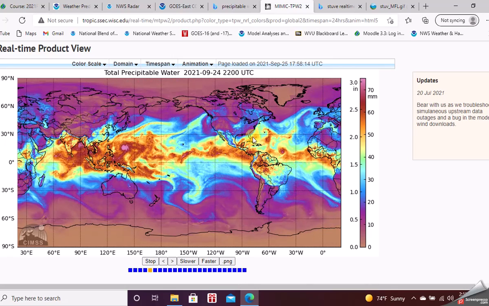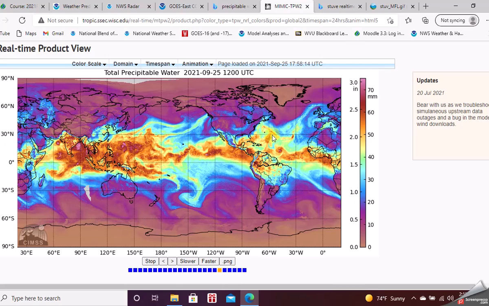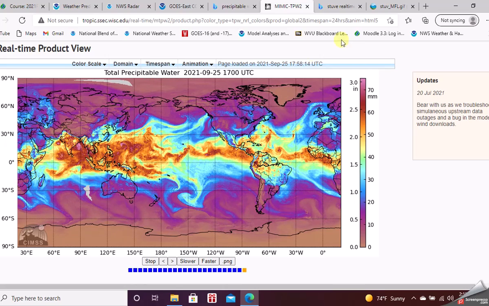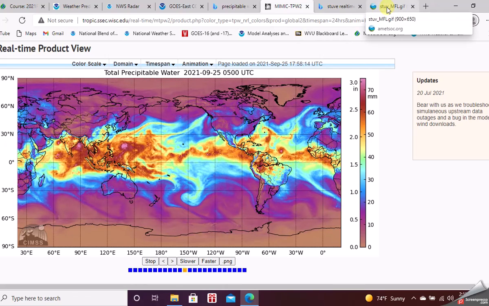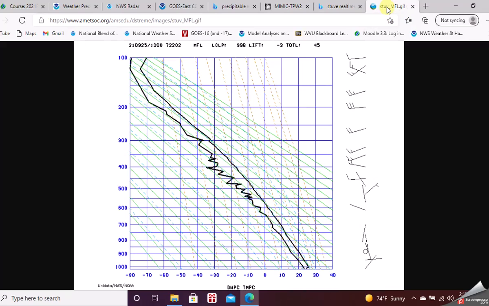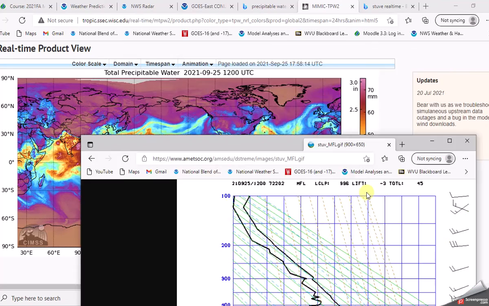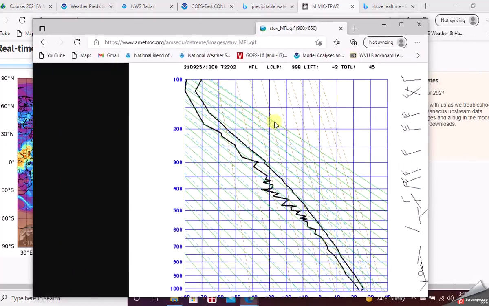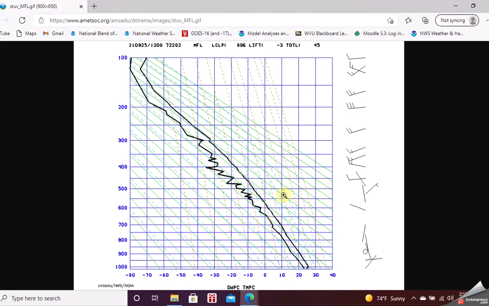All that warm, moist air. Here's the Gulf Stream coming up. You have lots of moisture there. Finally, I just wanted to look at one sounding. We've talked about STUVs, and let's see if we can get this better. All right, here it is.